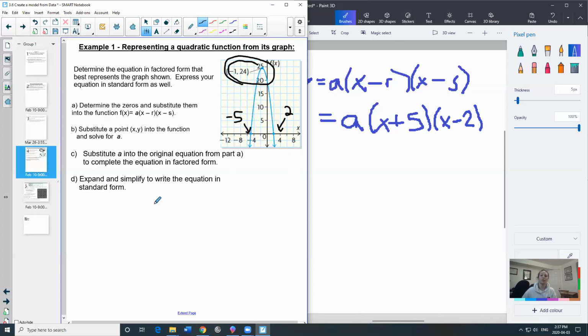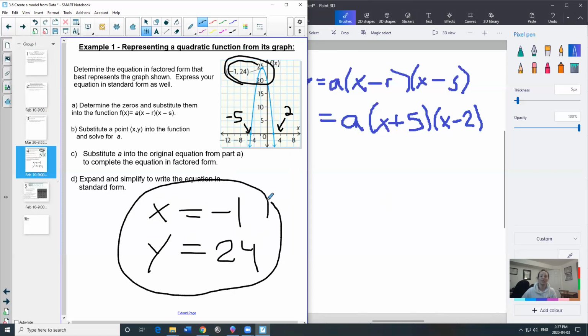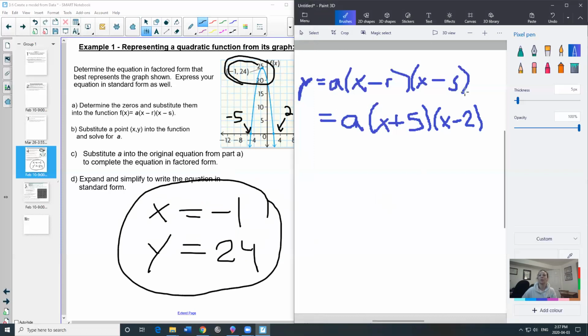Now, if I'm looking at my vertex, the x coordinate of my vertex is negative 1. The y coordinate is 24. So I'm going to take these 2 numbers and plug them in for x and y in my equation. Remember there's y over here. So instead of y, I'm going to plug in 24.